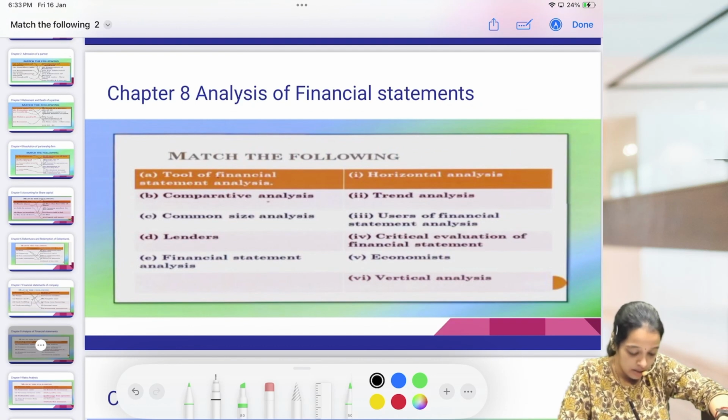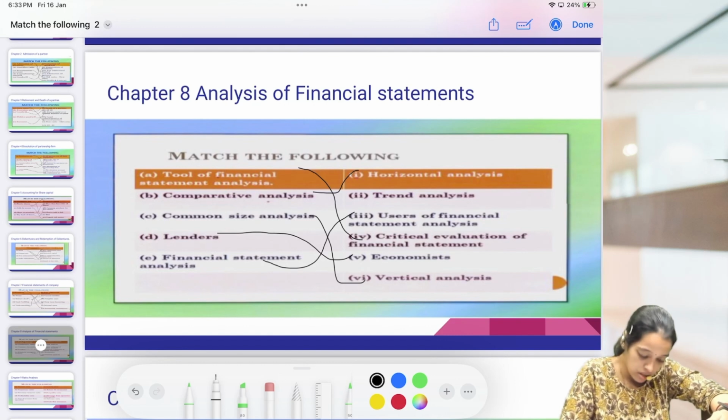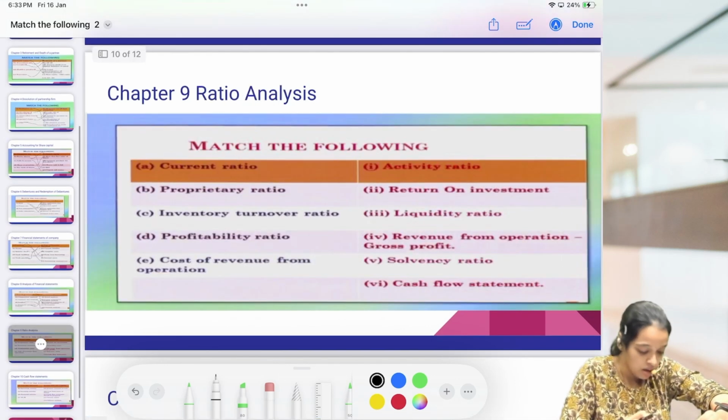Tool for financial analysis, so basically it helps in critical evaluation of the financial statements. Comparative analysis we have, this is horizontal, common size is vertical, then lenders will be the external users we can tell. Financial statement analysis, this is going to be used for the financial statement information or the analysis.